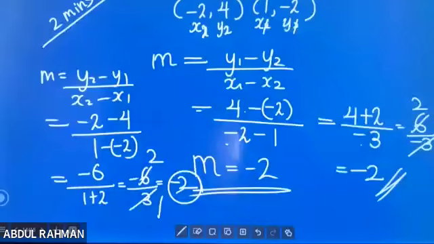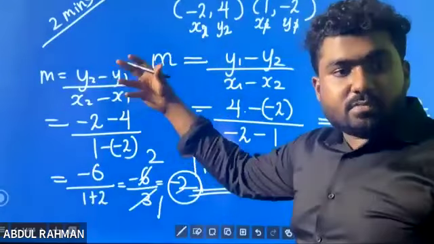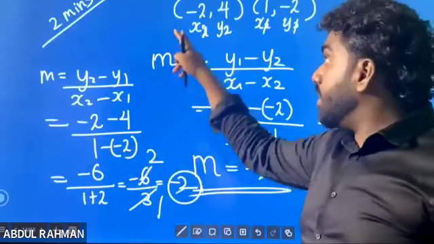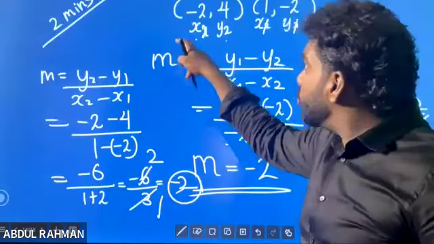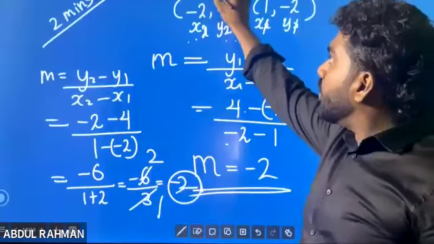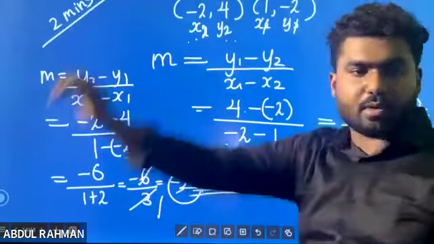Okay. No worries, no need to worry about which one I should take as x1, y1. You can take anything as your x1, but remember, if you take this as your x2, this should be your y2. You can't take this as your x2 and this as your y1. Then it is wrong. Whatever you take, if you give the number 2 for this, both should be 2. Number 1 for this, both should be 1.